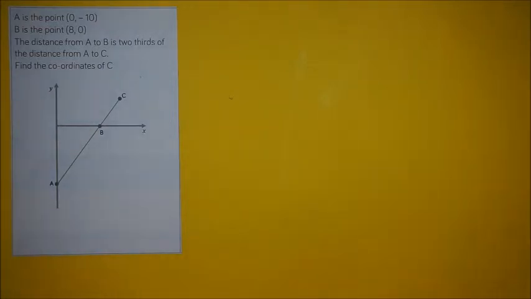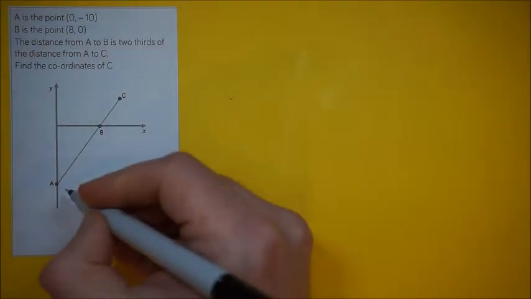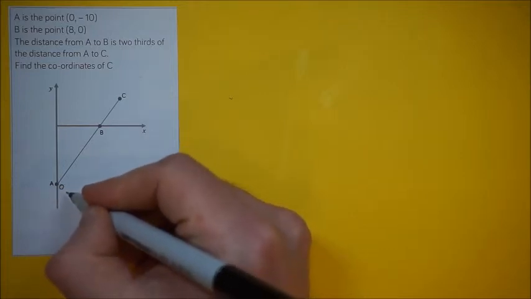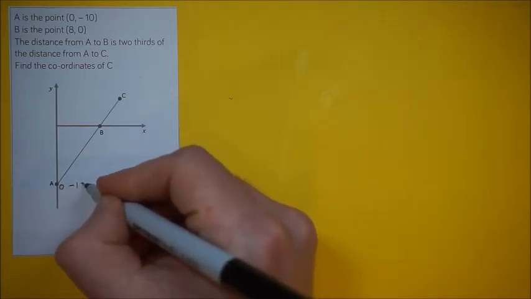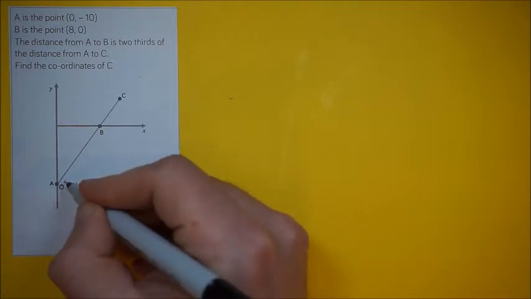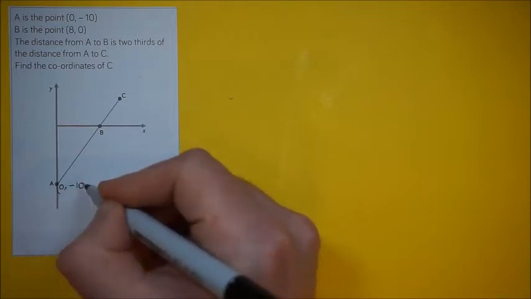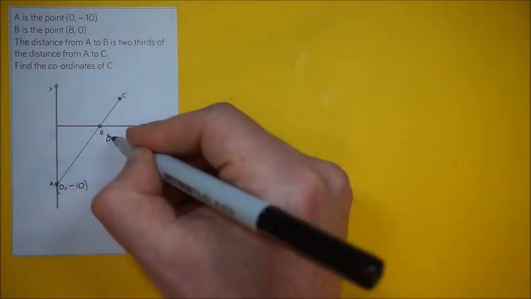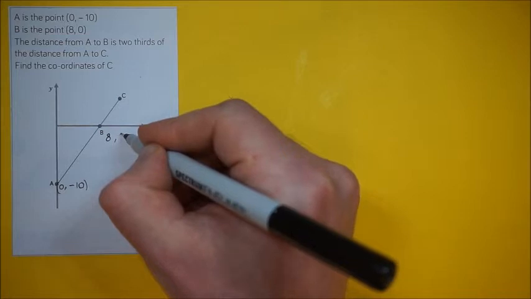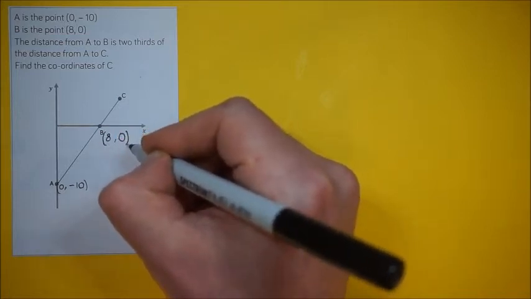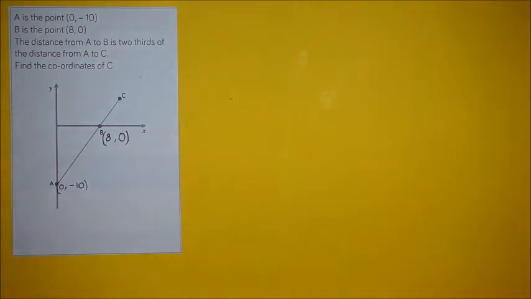So the first thing I'm going to do is label my axes so I'm really clear on which one's which. So this one is at 0, minus 10. That means it is on 0 on the x-axis and it is minus 10 on the y-axis. B is at 8, 0, meaning it is at 8 on the x-axis and 0 on the y-axis. And the question is, what is C?